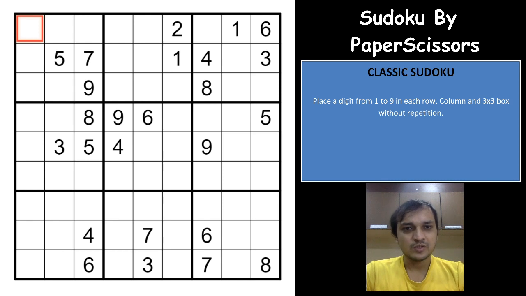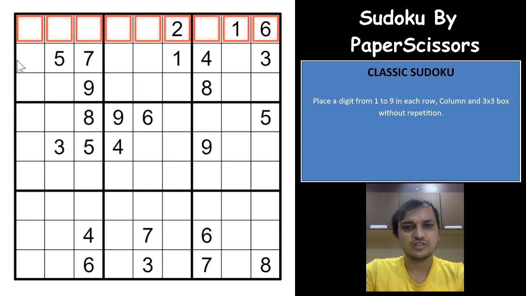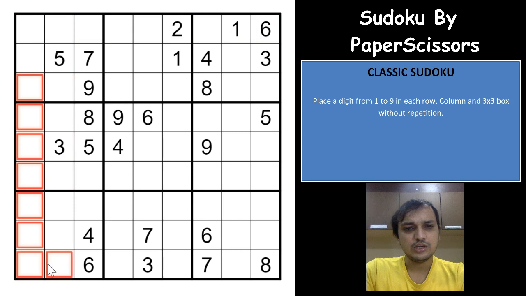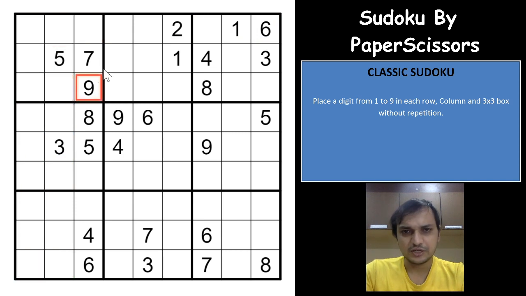And now coming on to this Sudoku, this is the first classic Sudoku the author has constructed. It's a first attempt at setting a classic Sudoku. So let us see how we solve it and how the Sudoku goes. The same classic Sudoku rules apply. You need to place digits from 1 to 9 in each row, each column, and 3 by 3 box without repetition. And with that we will start solving this Sudoku.